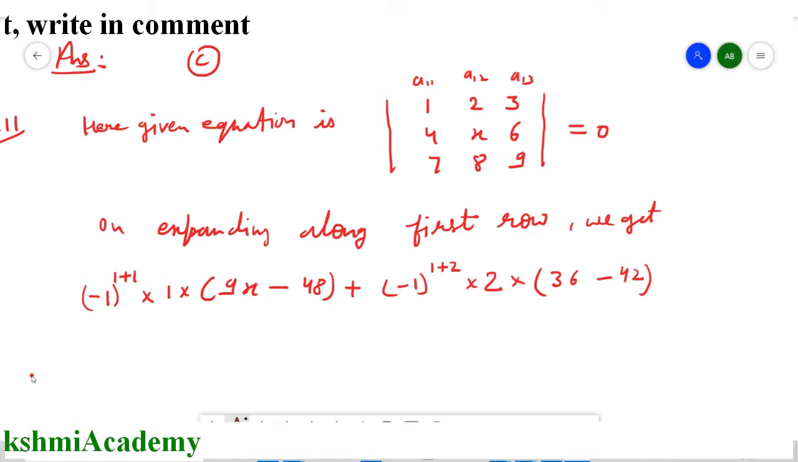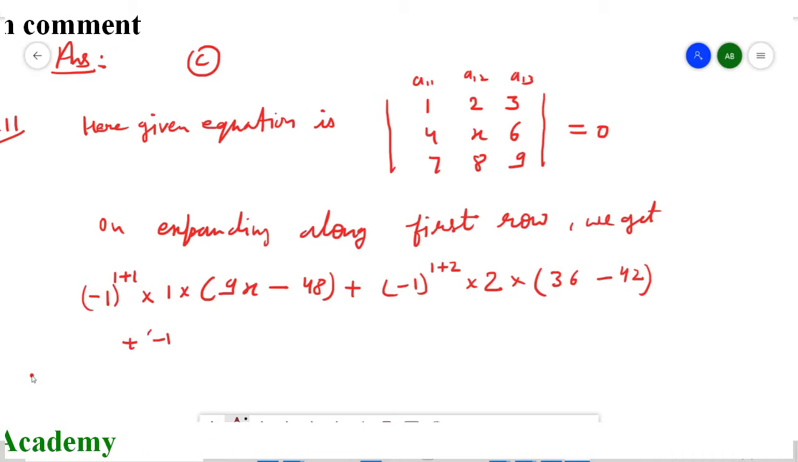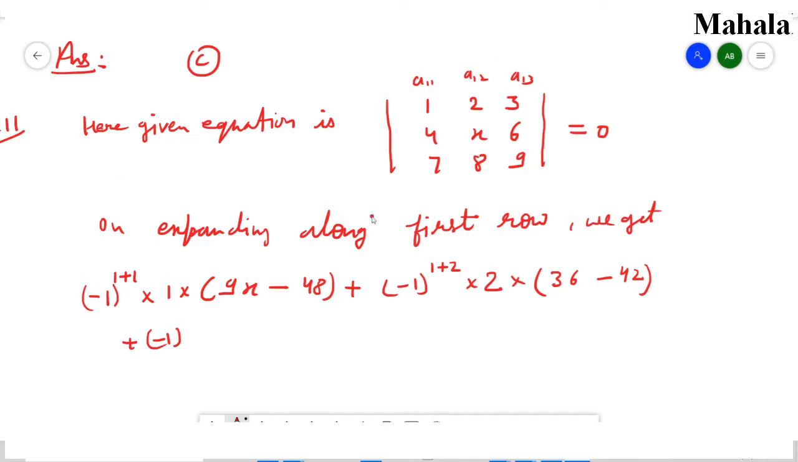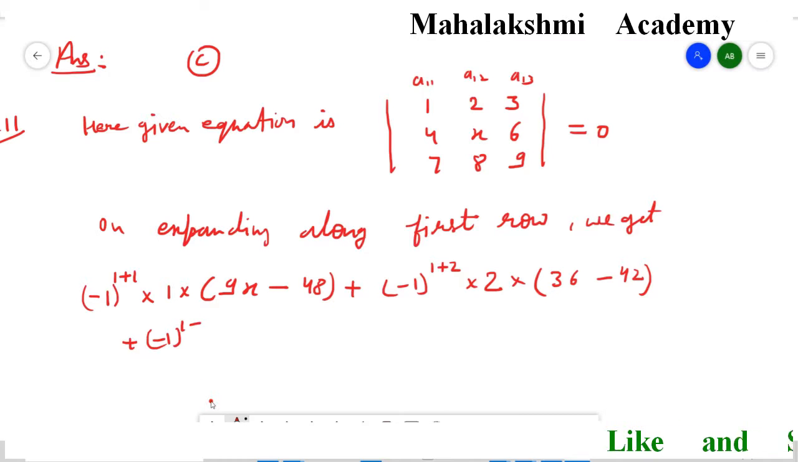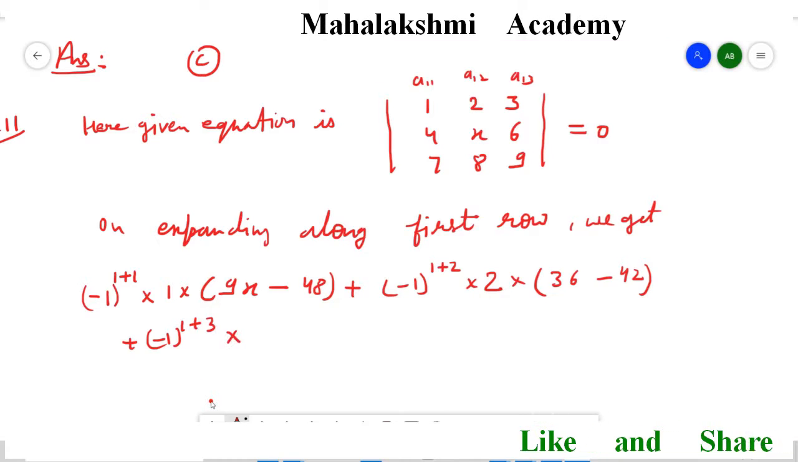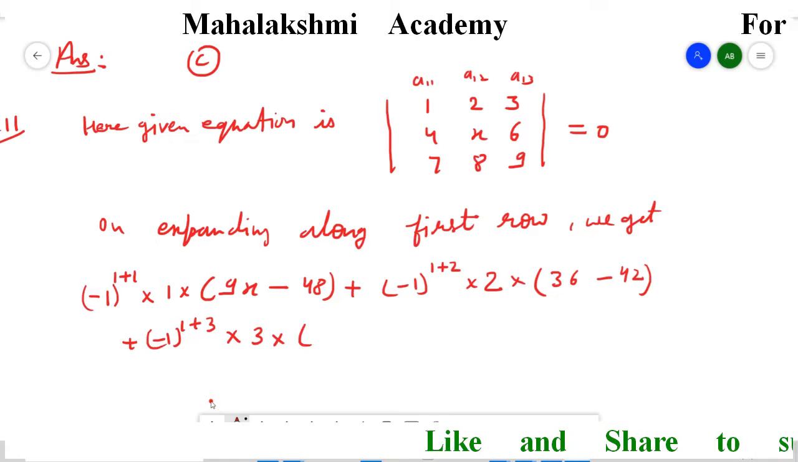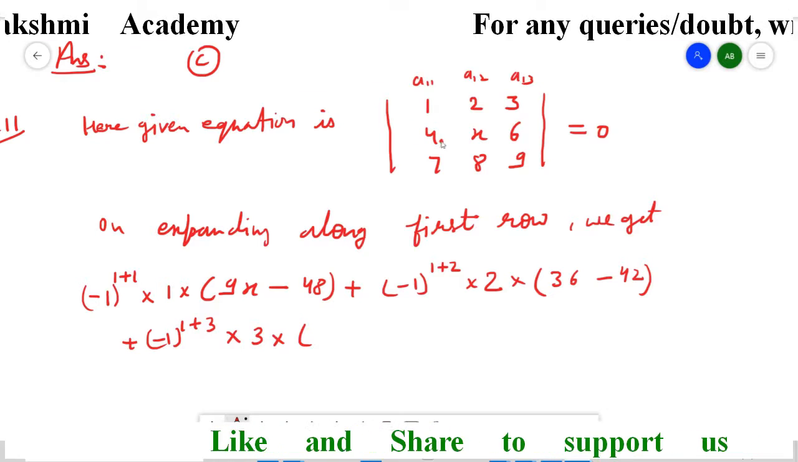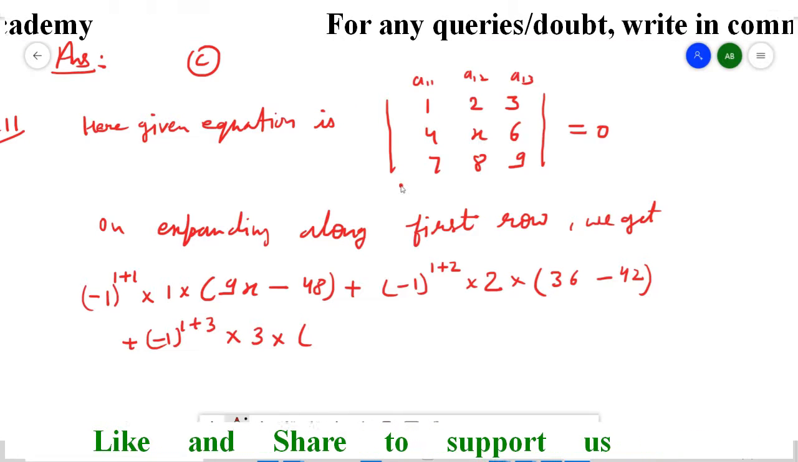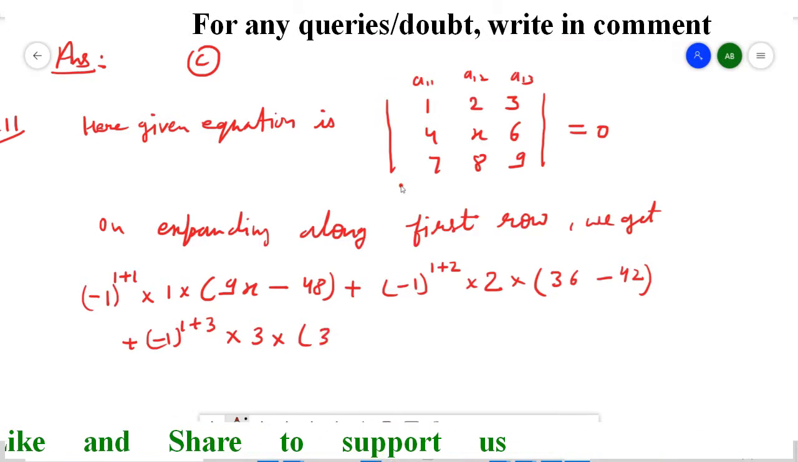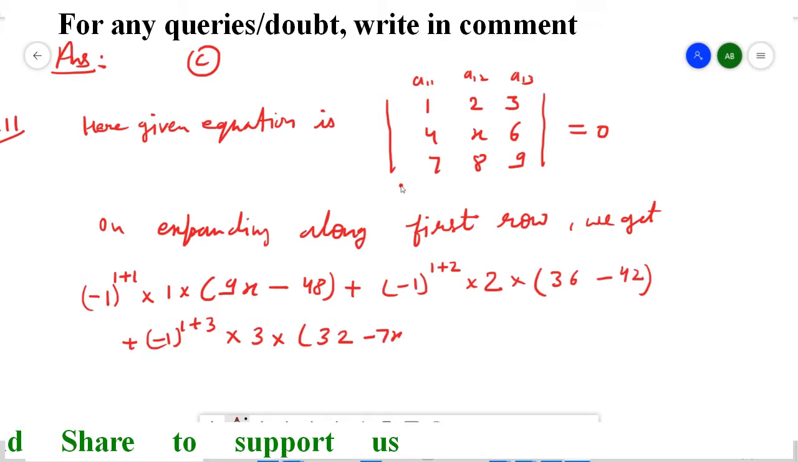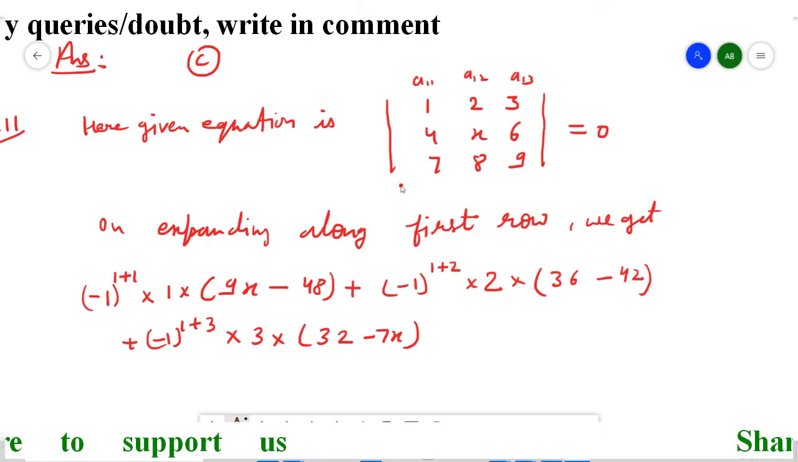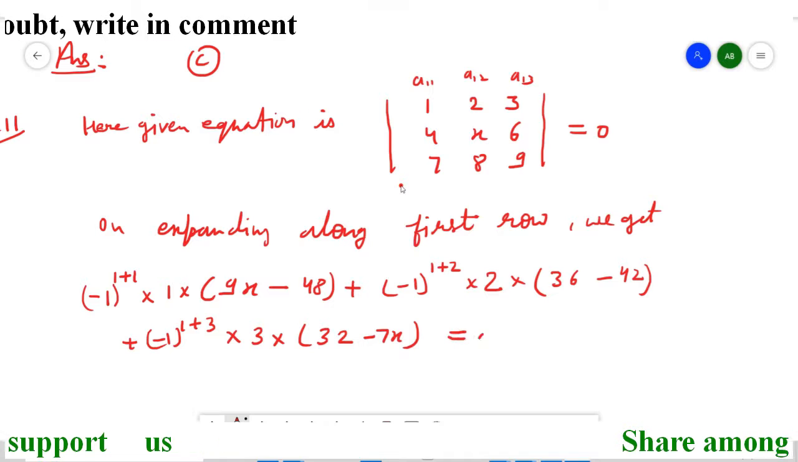Then the third term, for that -1, because the position is 1 3, so here also we will write down 1 plus 3. The element is 3 and for the minor of it we will cross them. So we will get 4 into 8 and 7 into x, equal to 0, given to us.